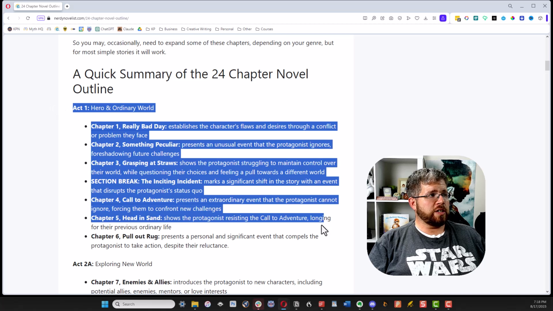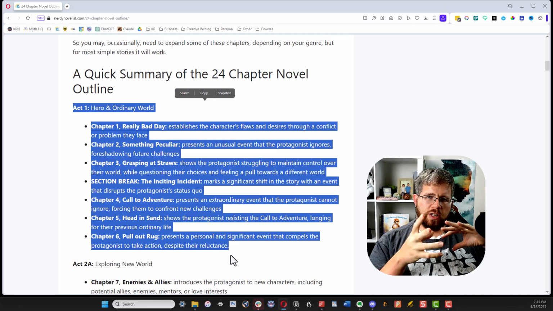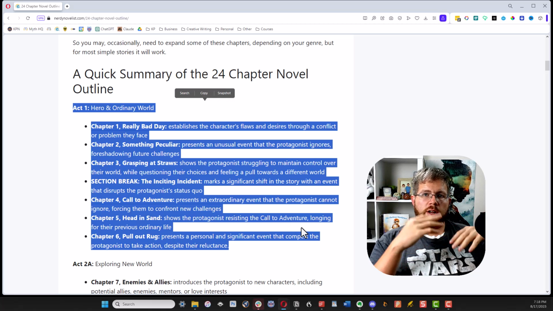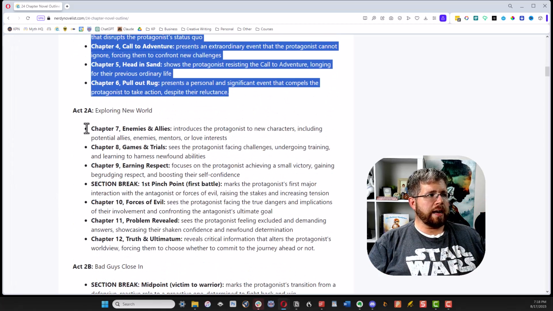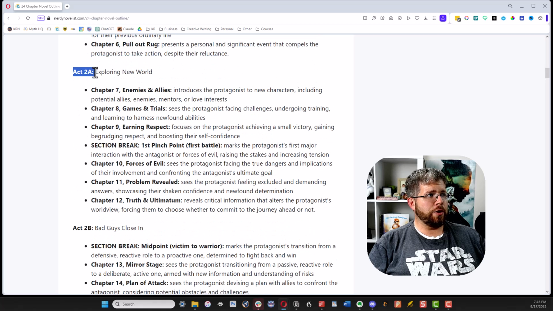But let's just go over the sections first. Act 1 is all about the hero and their ordinary world. So it's about introducing the characters, about showing them in their ordinary world where they start out. And then it ends crossing a threshold and moving into the general try-fail cycles of Act 2. And Act 2 has 12 chapters, but in this case, it's divided into 2 sections, Act 2A and Act 2B, each of them with 6 chapters in them. Act 2A is called Exploring the New World.